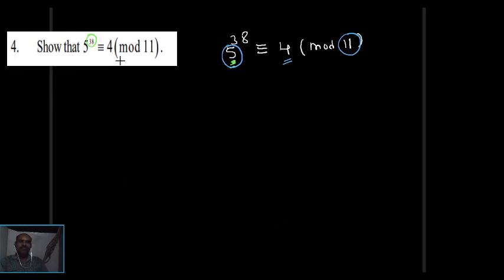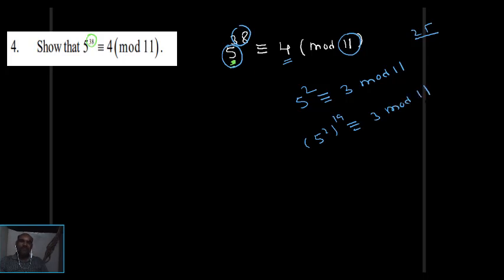Observe. For example, 5 square 25 is congruent to 3 modulo 11. Yeah, 38 is directly a multiple of 2. That's why I am raising the 19th power on either side. 5 power 38 is congruent to 3 power 19 modulo 11.